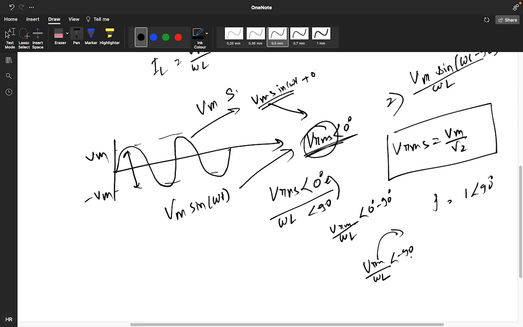If you convert this Vrms again in the Vm form, then it is Vm sine omega t, now the angle is minus 90, so you have to divide by omega L. Is this clear?